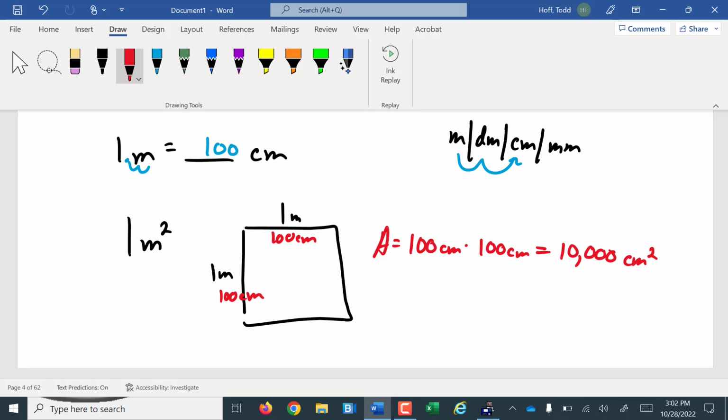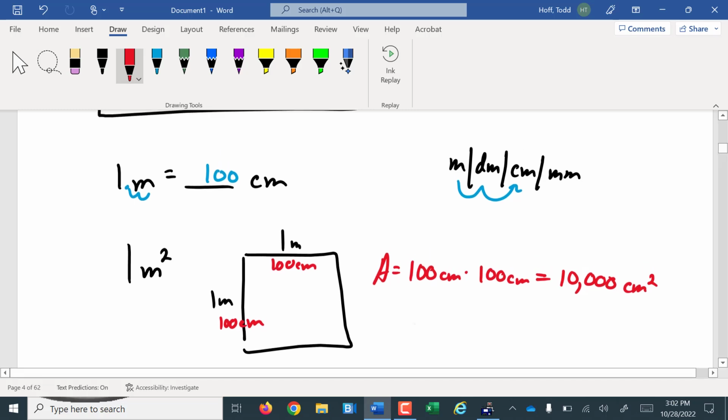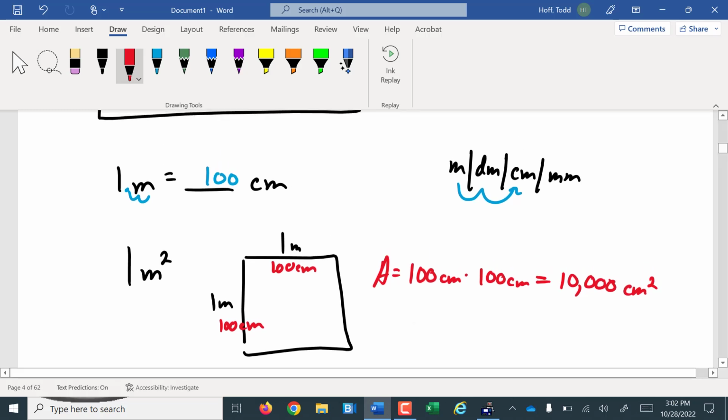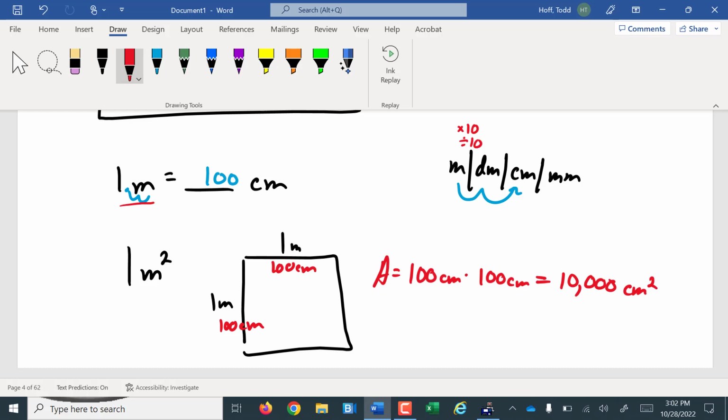centimeters squared. When we're dealing with metric measurement, what made the conversion so easy was that every spot on the chart was either multiplying or dividing by 10, depending on which direction you moved. Well, if it's area, if it's square meters and square centimeters, every spot on the chart is going to be 10 squared, or what's 10 times 10? 100. When you multiply or divide by 100, the decimal point moves 2 spots.